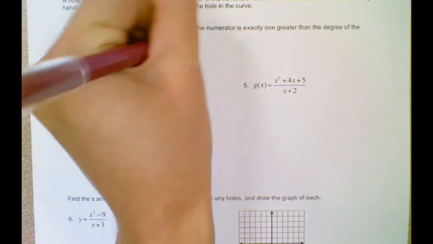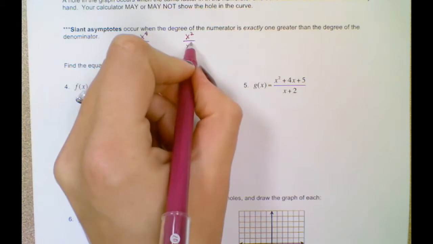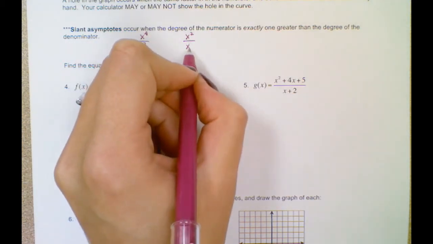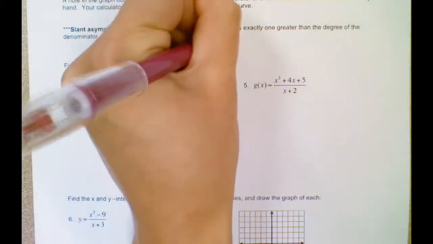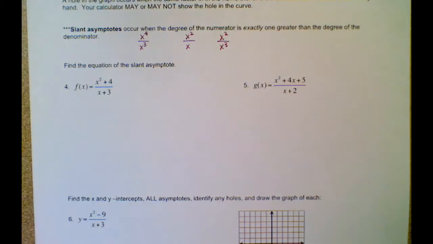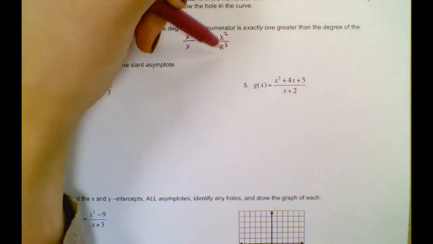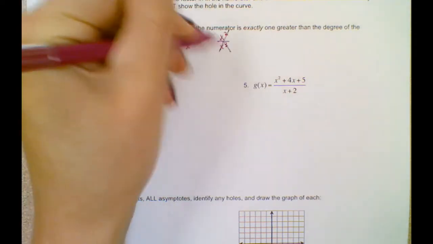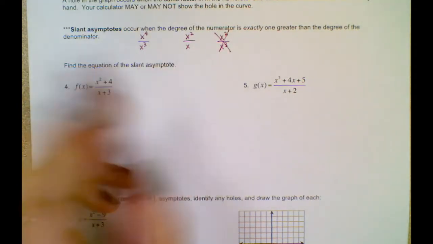If I have x squared over x, that's x to the 1st, so the degree of the numerator is exactly 1 degree greater than the denominator, so I'm good. Now, if I have x squared over x to the 3rd, I will not have a slant asymptote because the denominator is 1 degree greater than the numerator, so that would not be a good example. Okay, so those are examples right there.